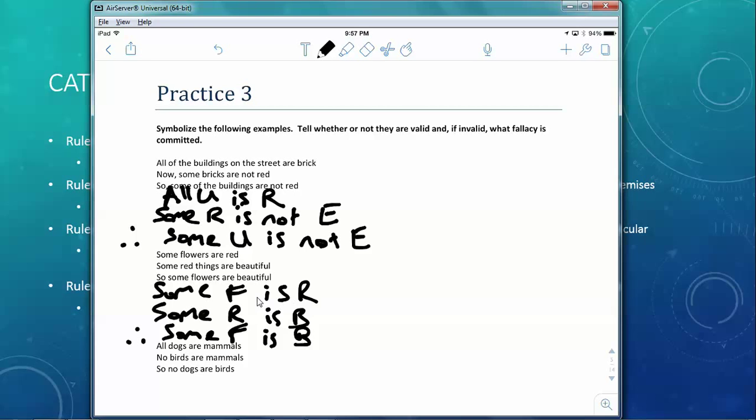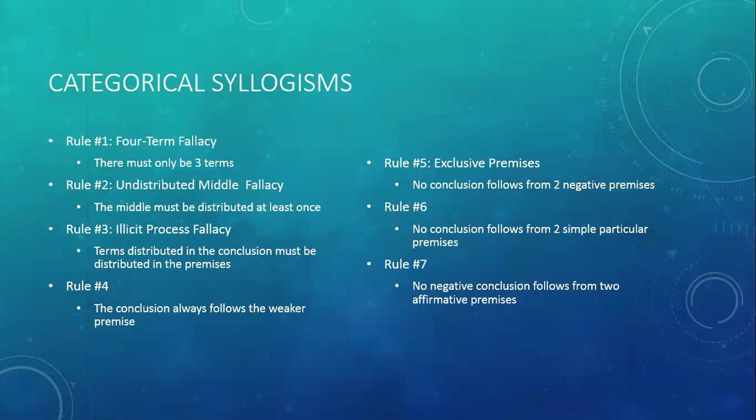Alright, now let's see if we've committed any fallacies. I can already see we have. 4-term fallacy, only 3 terms, we're good. 4-term fallacy rarely gets committed. Really the time that it gets committed is, like we talked about last time, when you equivocate, when you use a word one way and then later on in the argument you use it in a different way and you don't recognize the difference. So rarely do you have a 4-term fallacy that's super obvious.